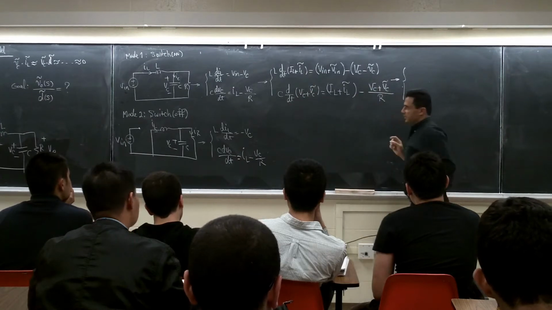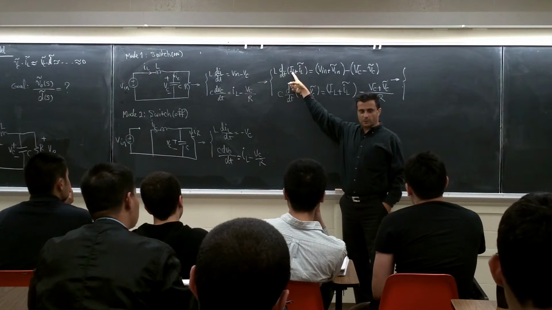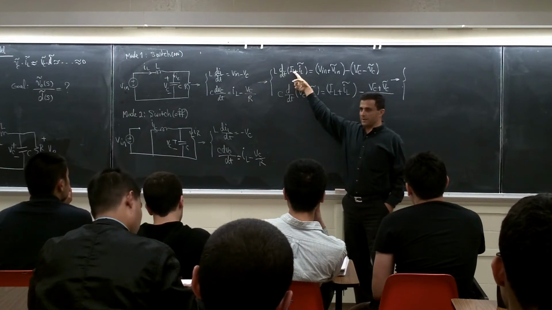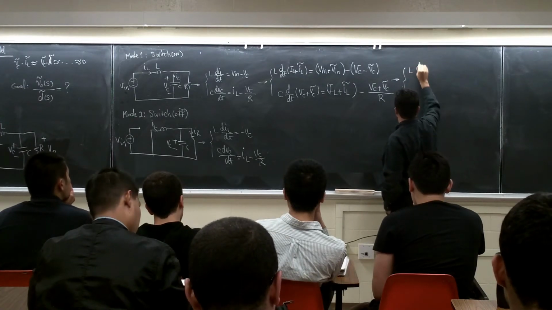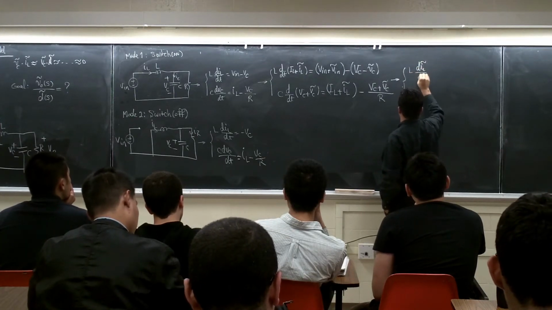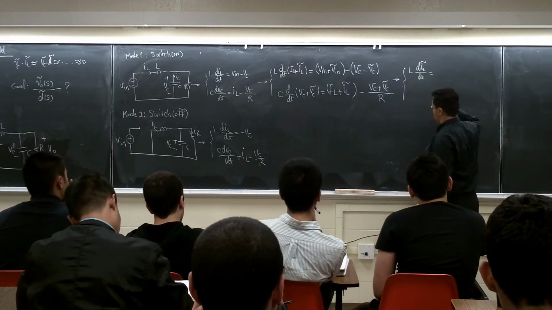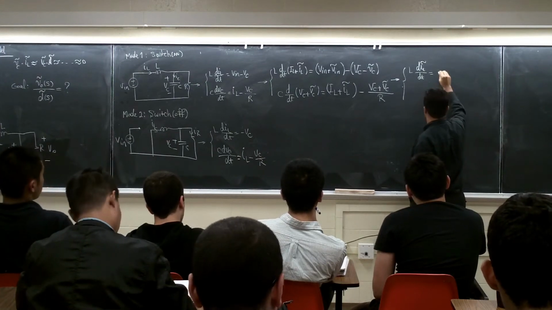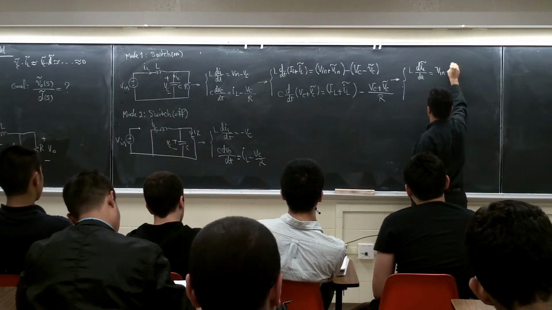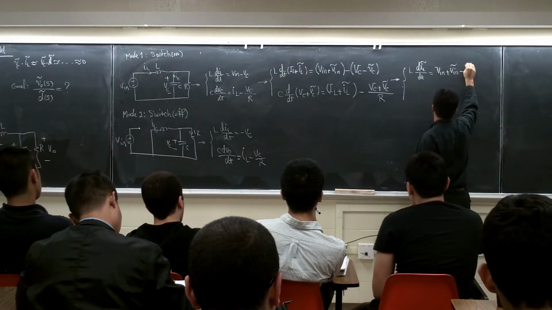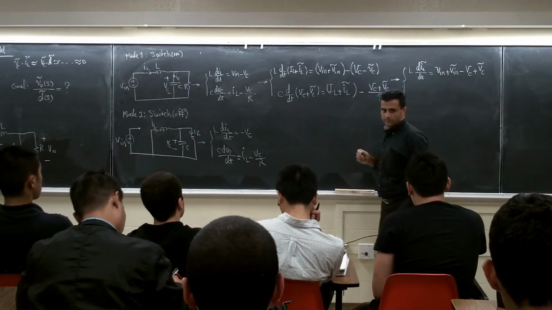How much is d over dt of IL? Zero. Why? Because it's a DC value, right? So basically this side is going to be L d IL tilde over dt. This is one. Over there is going to be Vin plus Vin tilde minus Vc plus Vc tilde.